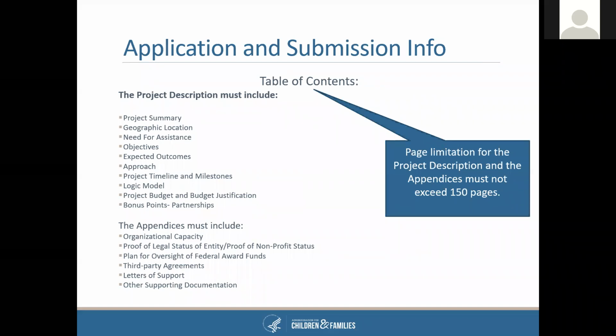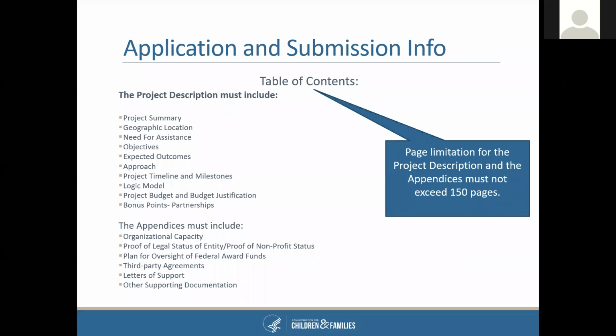As noted in the previous slide, applicants are expected to submit 2 electronic files, one of which is a project description and includes all the bullet points listed below, and the second being the appendices, which should include the bullets listed below. Please note that both of these files cannot exceed 150 pages in total.